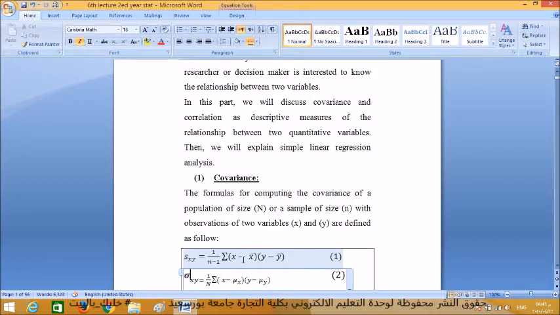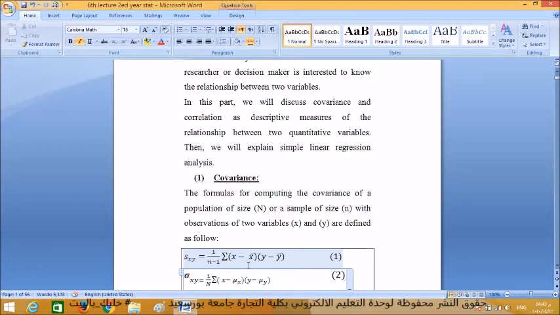is the summation of x minus x bar multiplied by y minus y bar. So x minus x bar means the deviations between the observation and its mean, and for the second variable, the deviation between every observation y and y bar, the mean of y. So we can say that we have to multiply the deviations of the first variable by the deviations of the second variable, and divide by n-1.